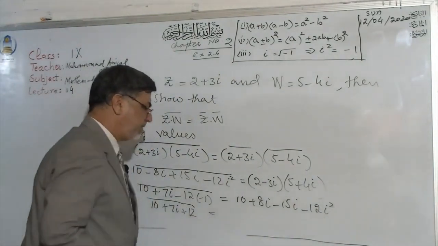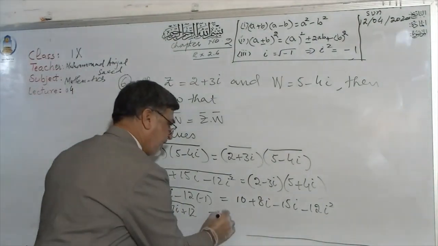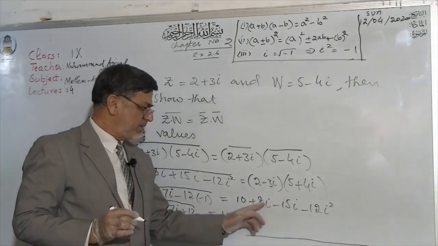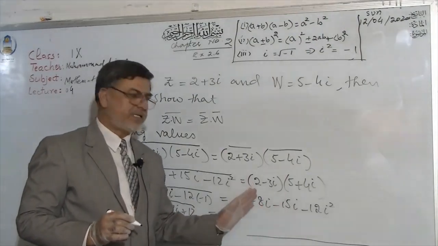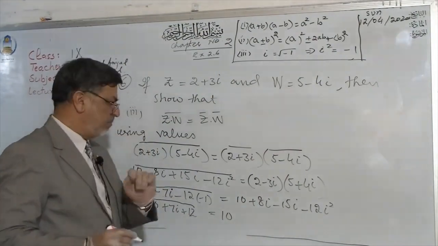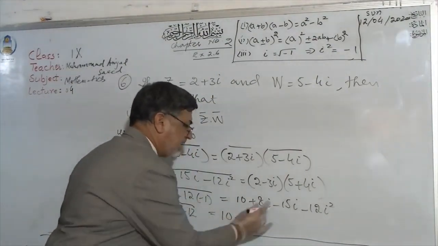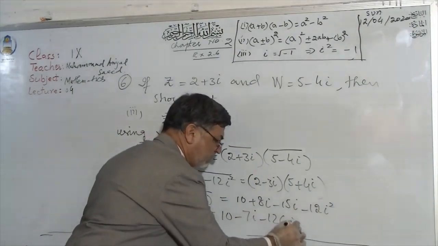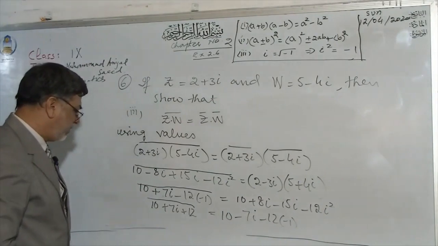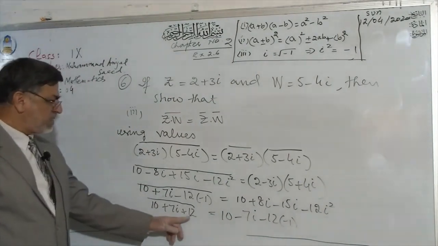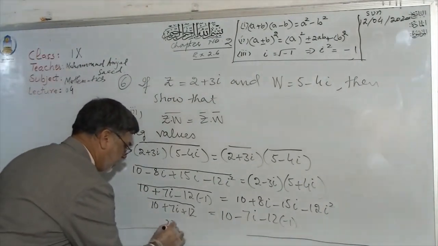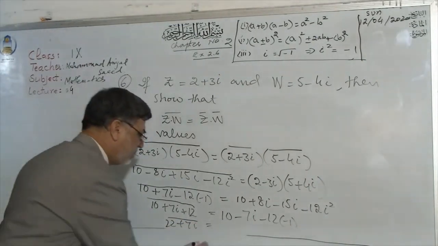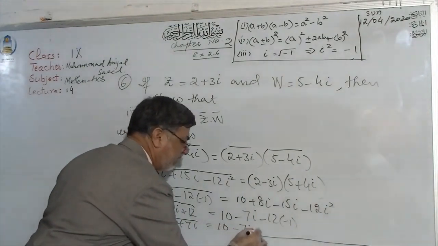Here is equal to 10 plus 8 iota minus 15 iota. Two similar terms but different signs, you have to subtract, but with the sign of the bigger term, that is minus. 15 minus 8 is 7 iota, and iota square means minus 1. Here you will have 10 plus 12, it will be 22 plus 7 iota bar. That will be equal to 10 minus 7 iota plus 12.